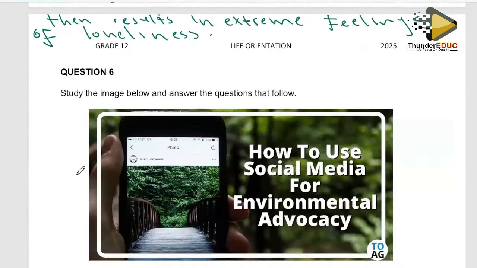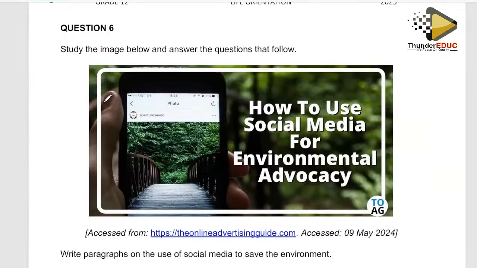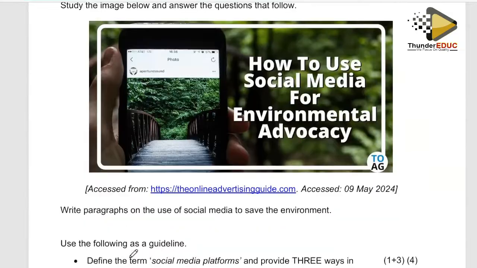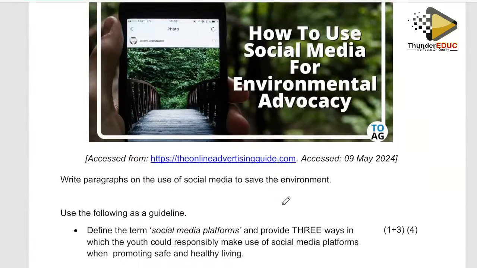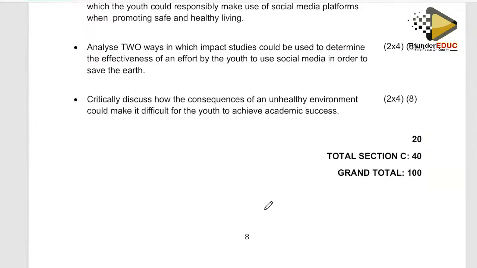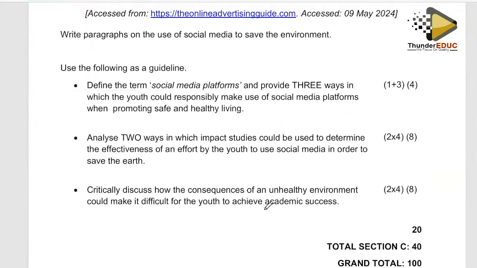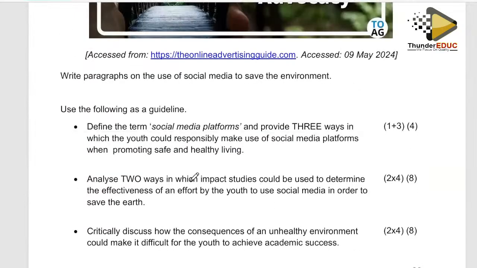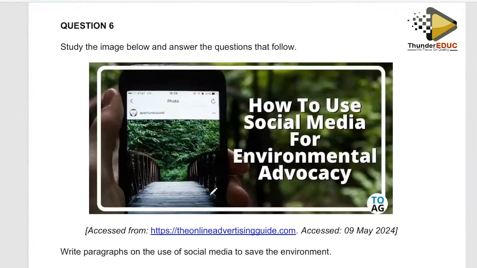Question 6 reads, study the image below and answer the questions that follow. How to use social media for environmental advocacy. You're supposed to write paragraphs on how to use social media to save the environment. The first thing we are required to do is to provide a definition of the term social media.